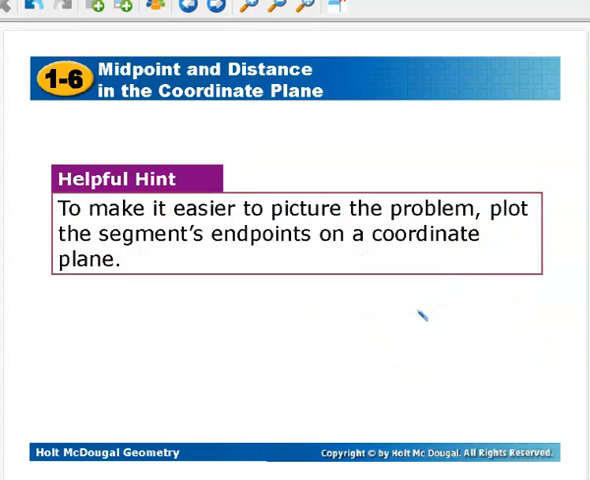So a little hint: plot the segment's endpoints on a coordinate plane. If you have coordinate plane paper, this is a great tool to use. Set up your coordinate plane and plot your points, those endpoints. That'll be really helpful to visualize where your midpoint should be.